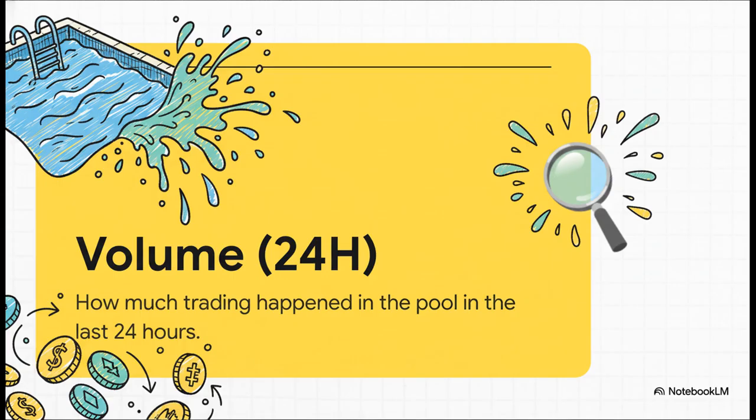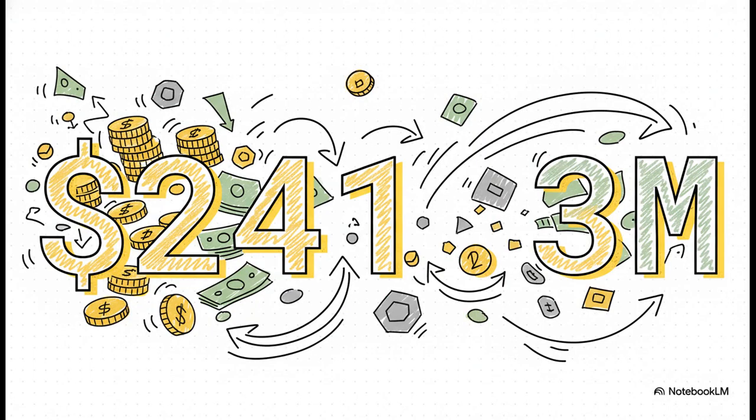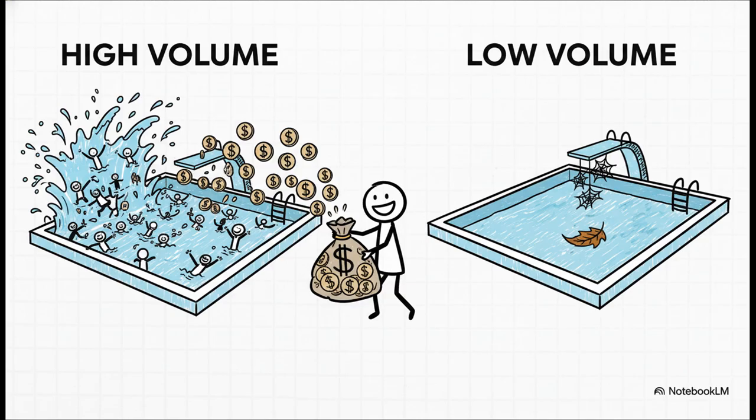It's a direct measure of how much trading, how much buying and selling is happening in that pool. And check this out, our example pool saw over $241 million in trades in just one day. That is a ton of activity, a whole lot of splashing. And all that splashing, well, that's what gets you paid. See, as a liquidity provider, someone who puts their cash into the pool, you get a tiny slice of every single trade. So it's simple. More volume equals more trading fees, which means more income for you. A pool with no volume is just a dead pool.